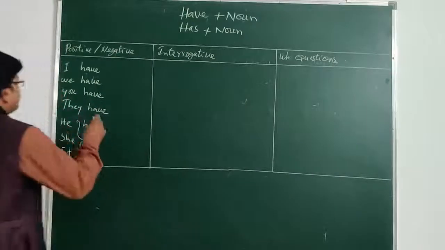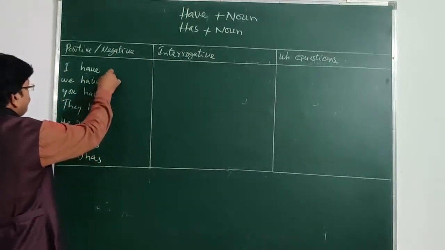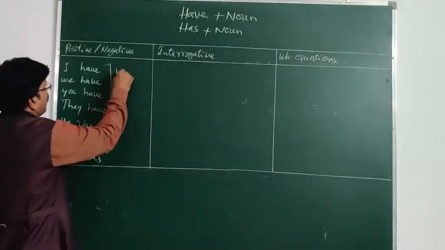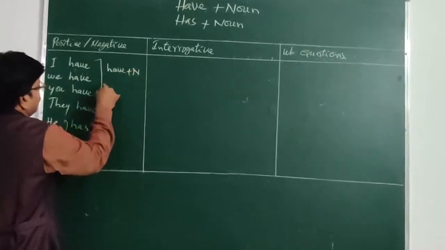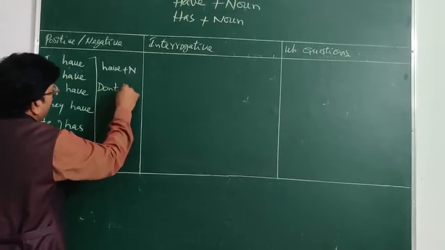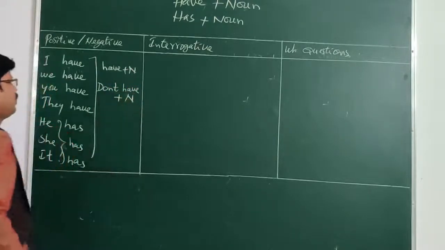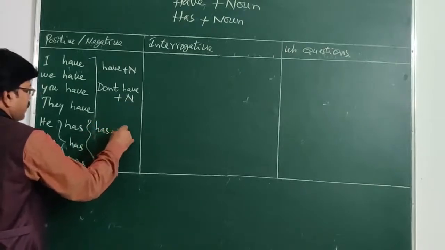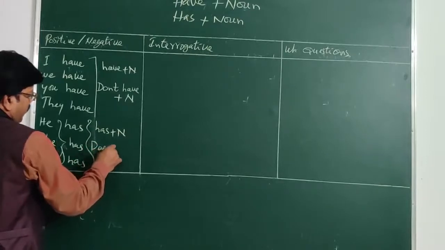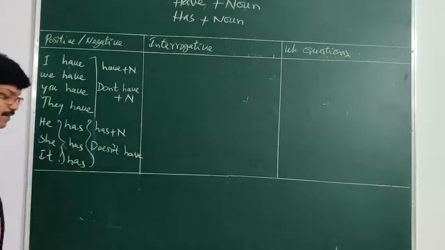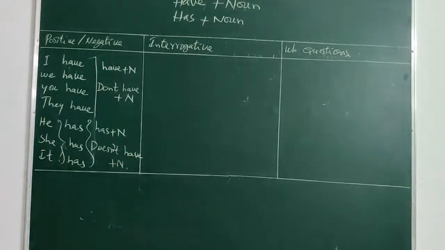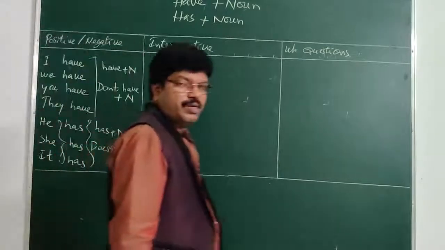And here, in the positive, we use have plus noun. In the negative, we use don't have plus noun. With these three, he, she and it, we use doesn't have plus noun.